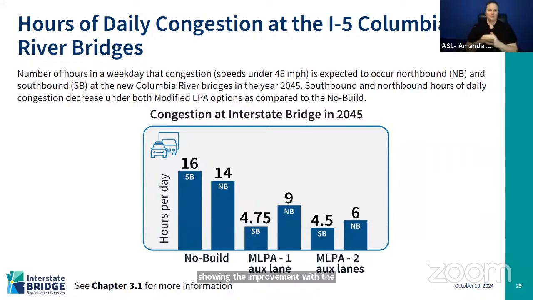So if I could just summarize what you just said, the no build option in 2045, everything's plugged up, so it doesn't really matter because there's no more capacity. Whereas MLPA 1 and MLPA 2 kind of replicate the situation we're seeing today. So this will get us back to where we are in 2024. In terms of hours, yes. In terms of the length of that congestion, they are different. This graphic doesn't get to that information.